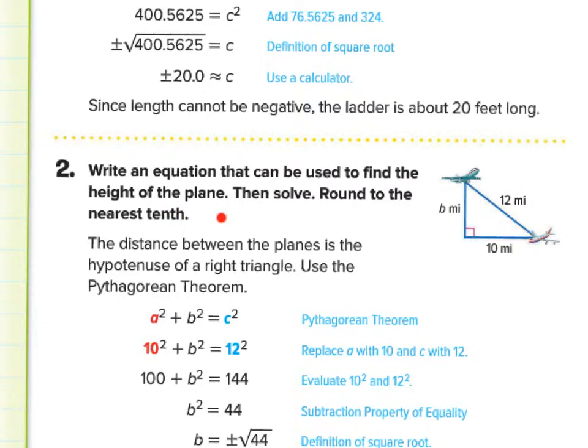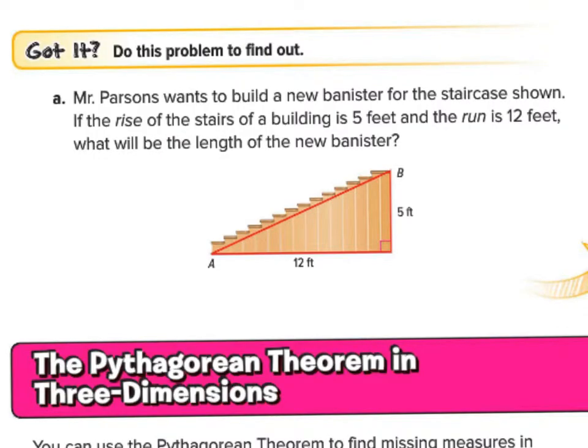Again, we write a squared equals b squared plus c squared, where we're looking for b squared. Okay? Once we replace our variables, we shift things around to isolate the variable. So over here, 10 times 10 equals 100. I need to bring my 100 over to this side and subtract it so that I can isolate the variable. When I do that, I get 44. 144 minus 100 would simply be 44. So then for b, we take the square root of 44, and it's approximately 6.6. Since the length cannot be negative, the height of the plane is about 6.6 miles. See that? 6.6 miles.